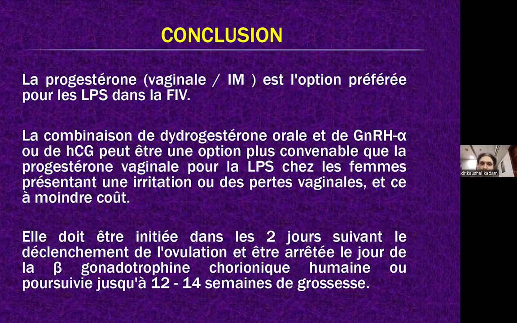Progesterone is the preferred option. Combination of oral dihydrogesterone and GnRH alpha or HCG can be a more suitable option compared to vaginal progesterone for luteal phase support in women with vaginal irritation or discharge. It should start within 2 days from triggering ovulation, should end on the day of HCG test, or continue till at least up to 12 to 14 weeks of pregnancy.